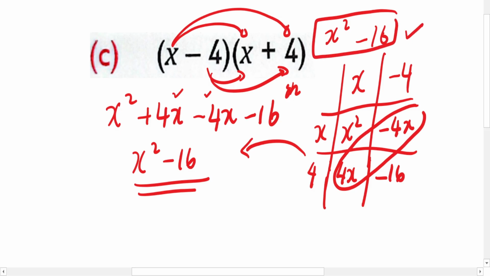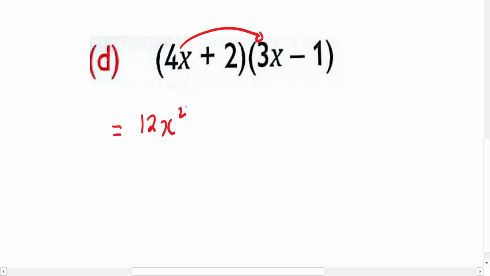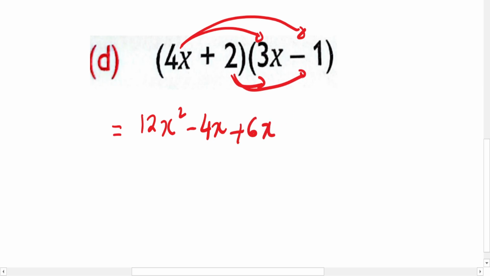Okay, now let's check out the last part. Okay, for this part, obviously do the same scenario, which is 4x times 3x, which will give you 12x squared. If you have the chance, just pause it and do it by yourself. 4x times negative 1 will give you negative 4x. 2 times 3x gives plus 6x, and then 2 times negative 1 is going to give you negative 2.